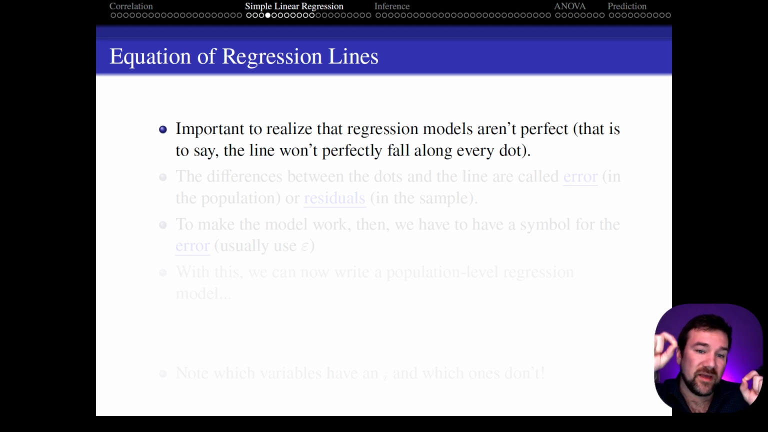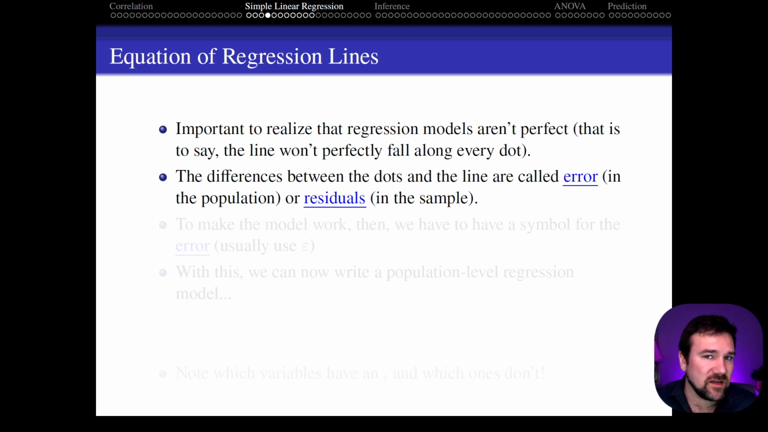So the goal is to do the best we can, but we have to realize that even the best possible line is not going to hit every dot. It's just going to be as close as possible to them. Because of that, we have to acknowledge that this exists. In fact, we'll introduce a term for the difference between the dot and even the best line. The difference between the dots and the perfect line is called the error.